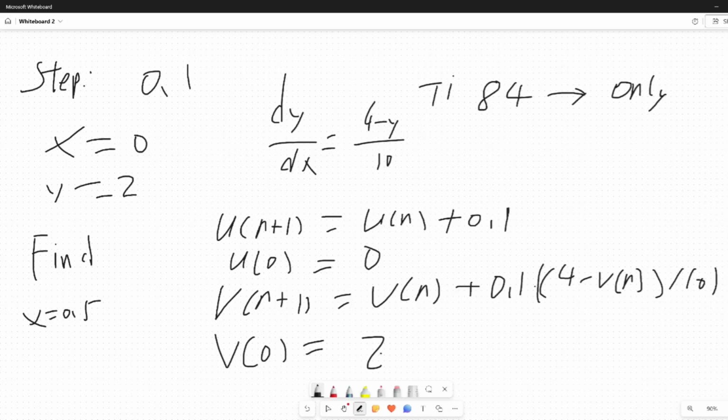One second, I may do this myself as well. Have not done this yet. So I'm doing this live with you guys. Alrighty, so we'll find x equals 0.5. The answer I got was, at step 5, y equals 2.098.